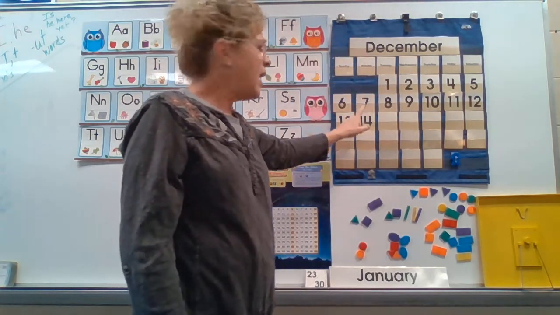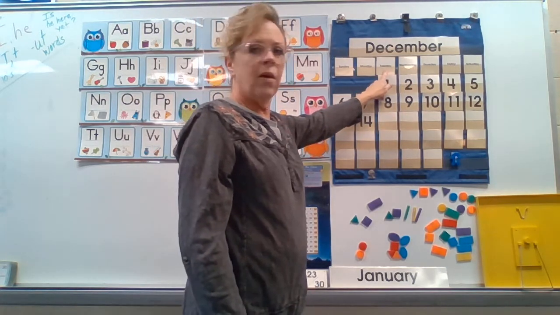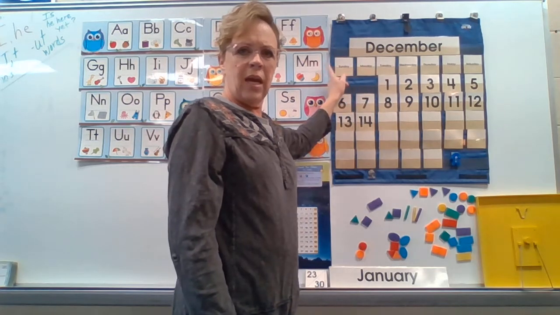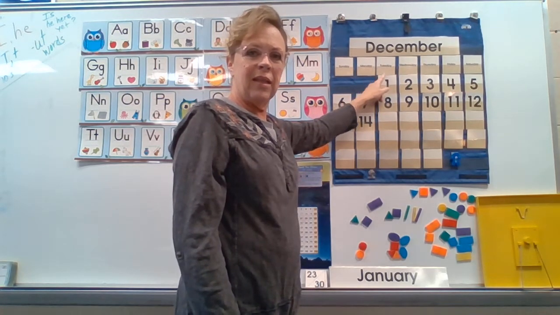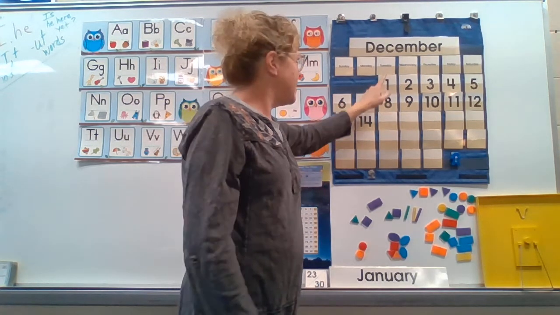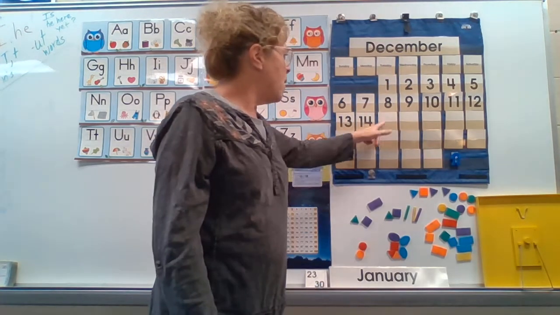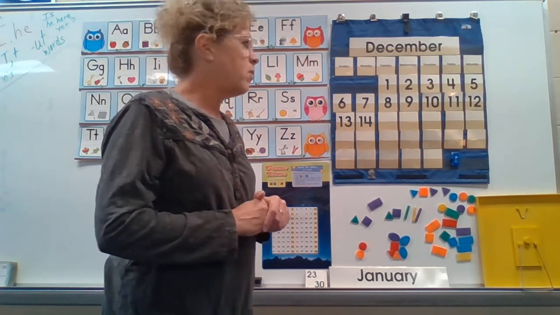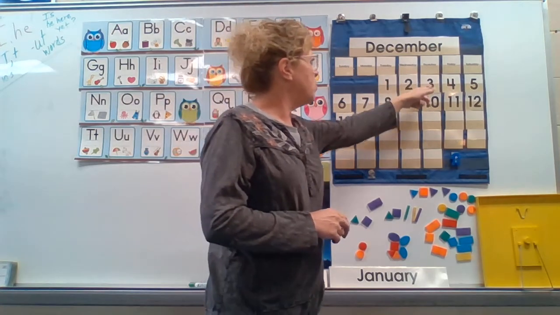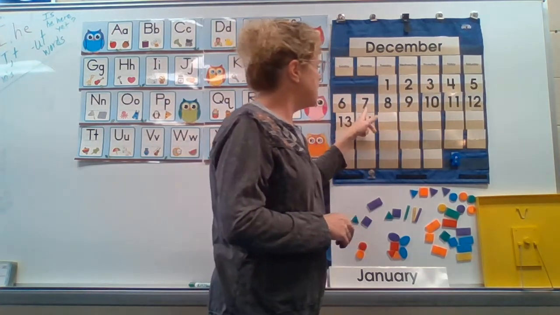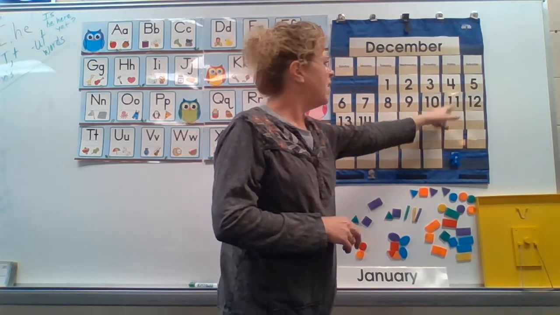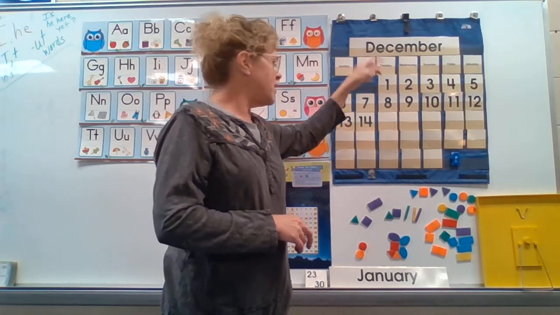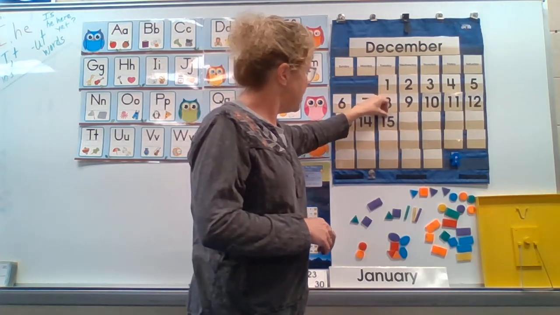What day is today? We're going to look right here at, it starts with a T. It starts with TU. Sunday, Monday, Tuesday. Today is Tuesday. What number would you expect to see here? Oh my. Let's count over. 1, 2, 3, 4, 5, 6, 7, 8, 9, 10, 11, 12, 13, 14, 15. Today is the 15th.